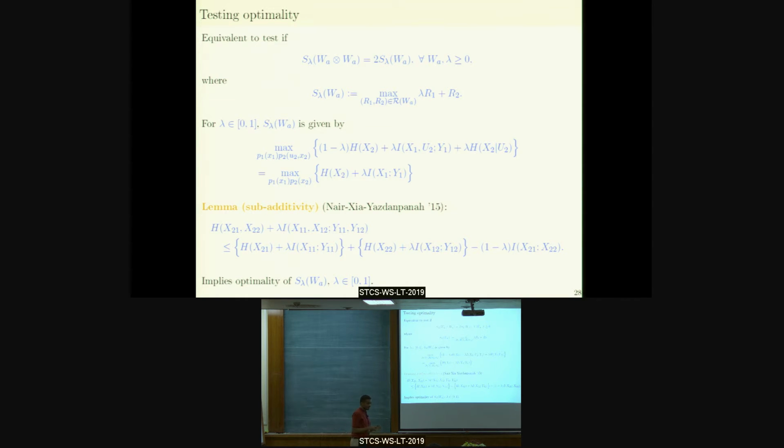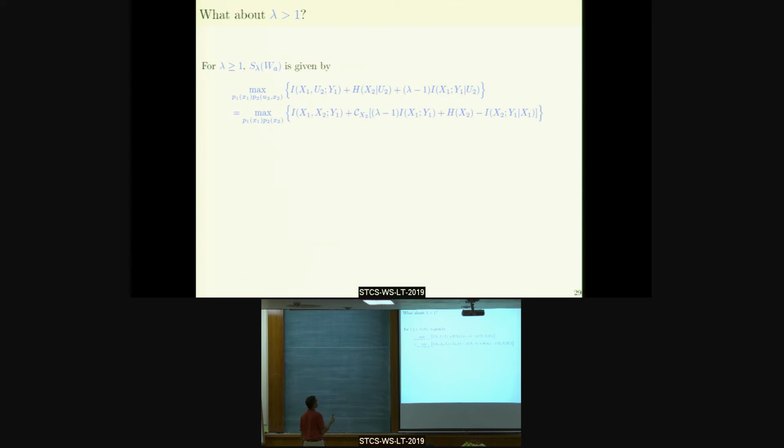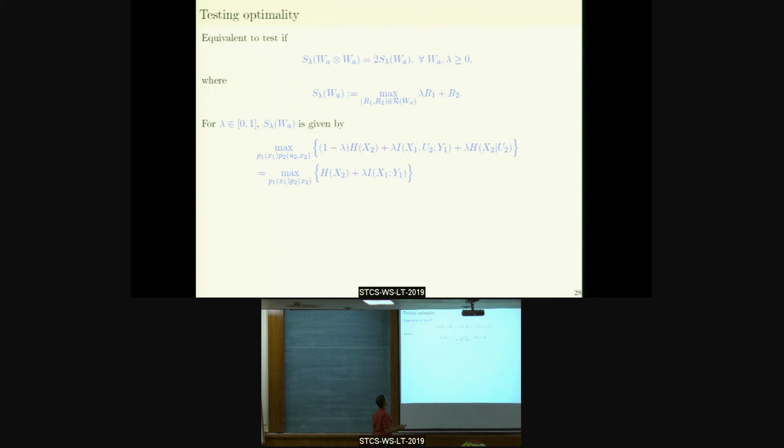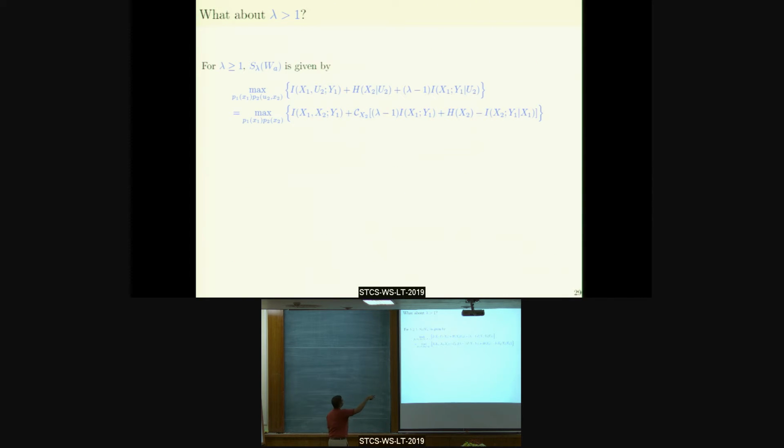This is again a case where, if it's too trivial, it's optimal. But now what about lambda bigger than 1? For lambda bigger than 1, you have the following expression. You have to go back here and take this expression and this expression. It's a different pair you have to take, and you get the following expression. So it becomes a maximum over P of x1, x2 of some leading term plus the upper concave envelope. Here it's not easy to say what the upper concave envelope is. In the previous case it was easy, but in this case it's not.